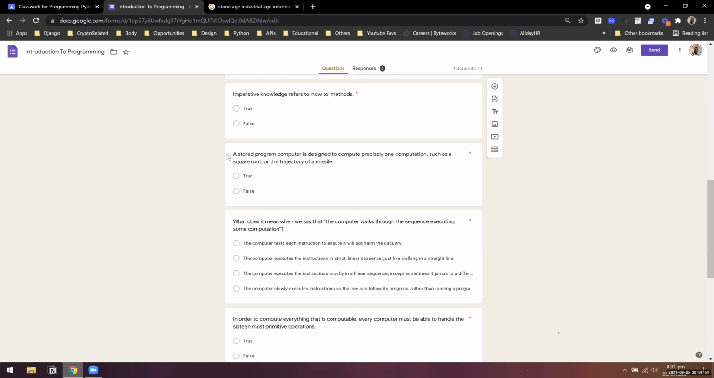Okay, so for the next question, a stored program computer is designed to compute precisely one computation, such as square root or the trajectory of a missile. Okay, so for this, it refers to two types of programs. There's one called the stored program and another called the fixed program, right?